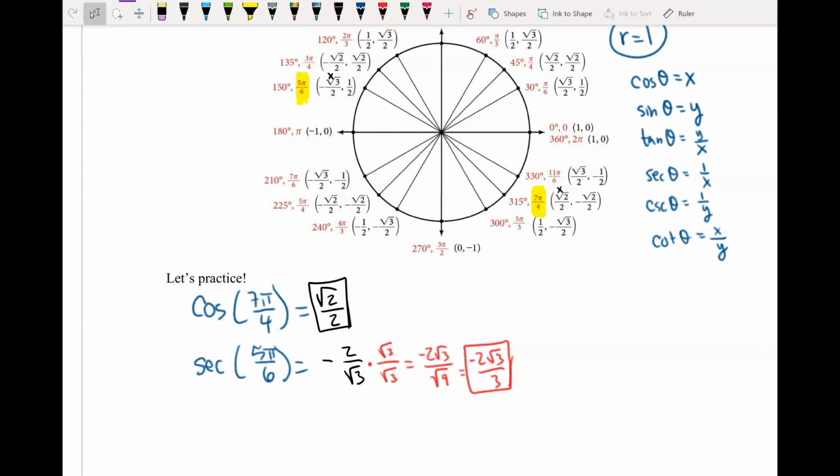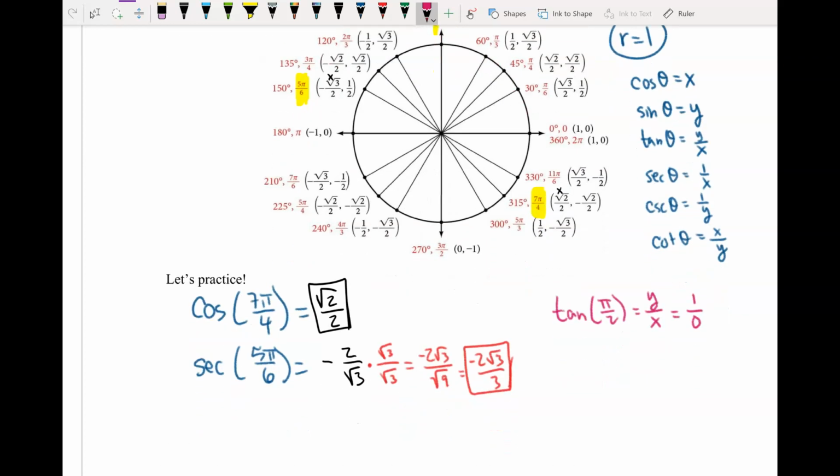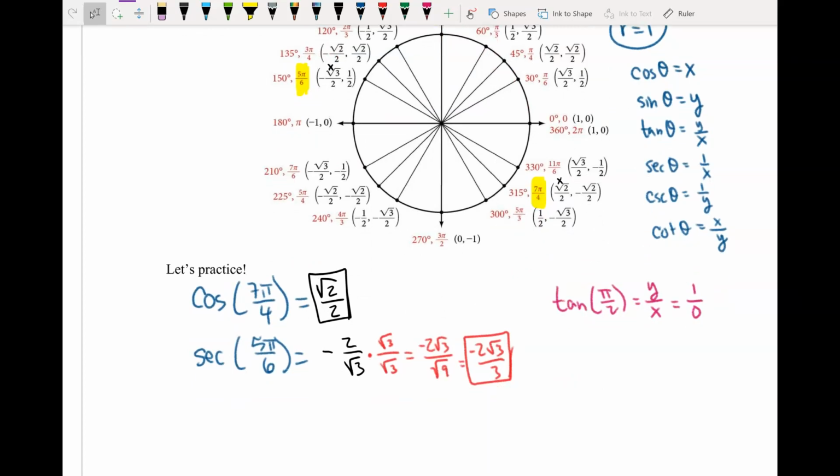So let's say we wanted to figure out the tangent of pi over 2. What would that be equal to? Well, the tangent of pi over 2 would go up here. So here's pi over 2. And what we're going to be looking at is the tangent, which in this case is going to be y over x. Here's the x and here's the y. The y is going to be 1 over 0. Notice that 0 on the bottom is not okay. So this guy actually is going to be undefined.